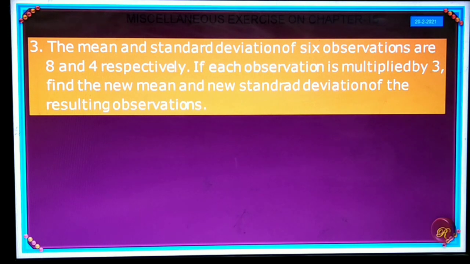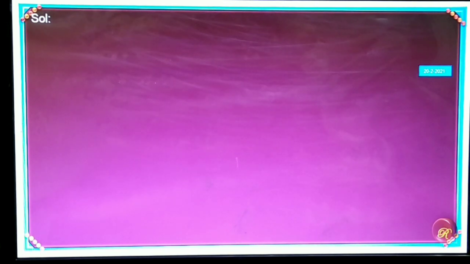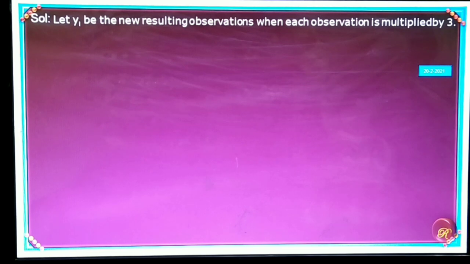The mean and standard deviation of 6 observations are 8 and 4 respectively. If each observation is multiplied by 3, find the new mean and new standard deviation of the resulting observations. Solution. Let yi be the new resulting observations when each observation xi is multiplied by 3. Then yi is equal to 3xi.